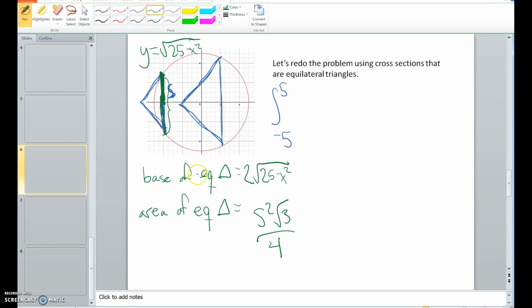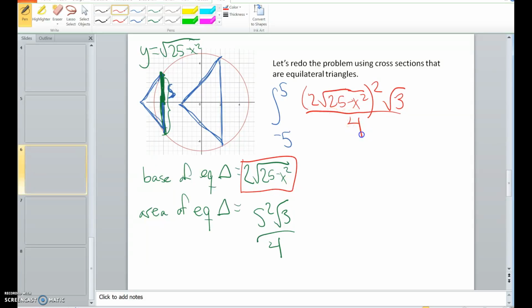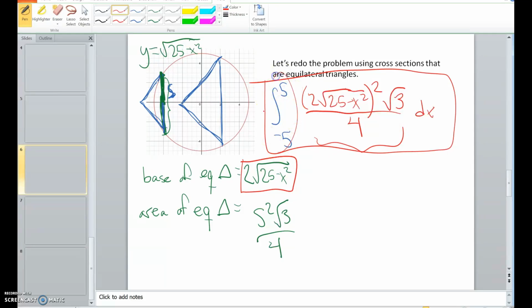Okay, so if the base of our triangles is 2 times square root of 25 minus x squared, then the area that we want to integrate is going to be 2 times root 25 minus x squared, squared, times root 3 all over 4. So this is what we need to integrate. Again, this piece just gives us the area of each cross section, and then we are adding up those areas from -5 to 5. So you can go ahead and punch this in your calculator and see what you get.